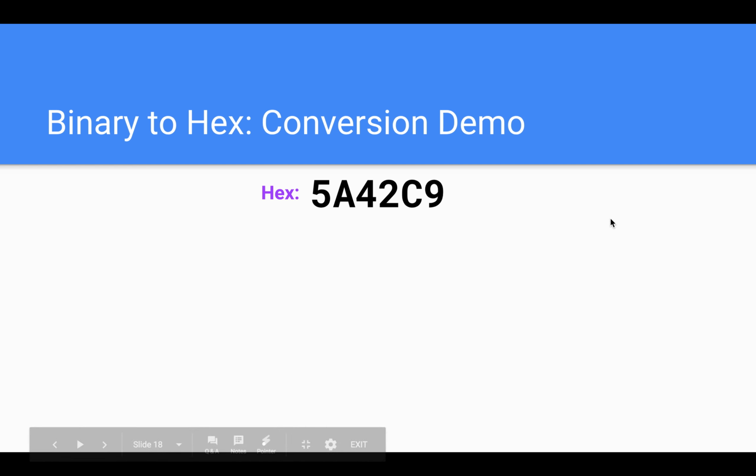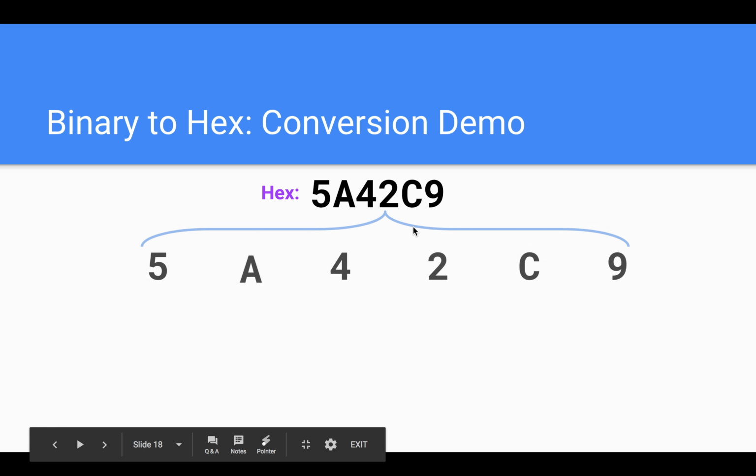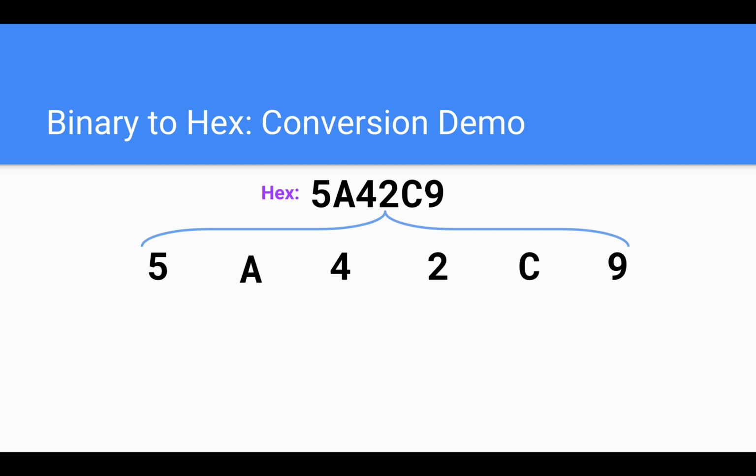So we're going to start with this hex number and split apart each digit to look at it separately, and then convert them to base 10. So 9 becomes 9 because everything below 10 stays the same. C becomes 12. 2 stays the same. 4 stays the same. A becomes 10. 5 stays the same. And now we're going to convert each one into binary.